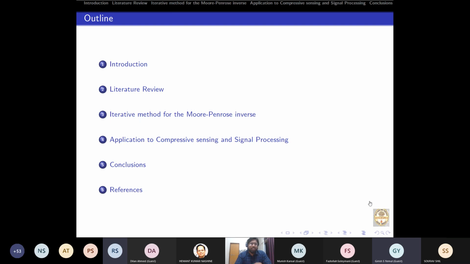Also, at the end, I have included one application of this area in compressive sensing and signal processing. I have published one work in this particular area. This is a very nice and very new area, and it is a very nice application of this particular topic.